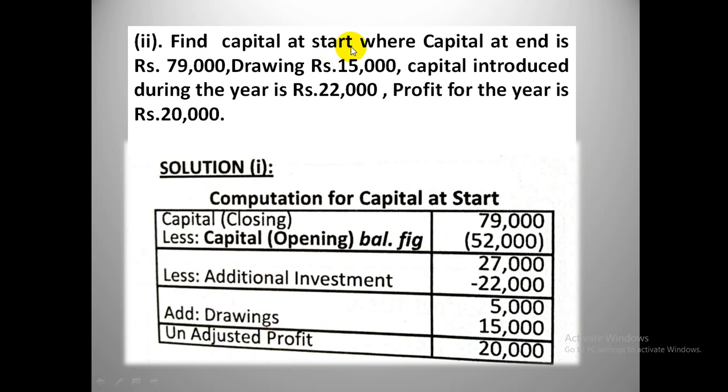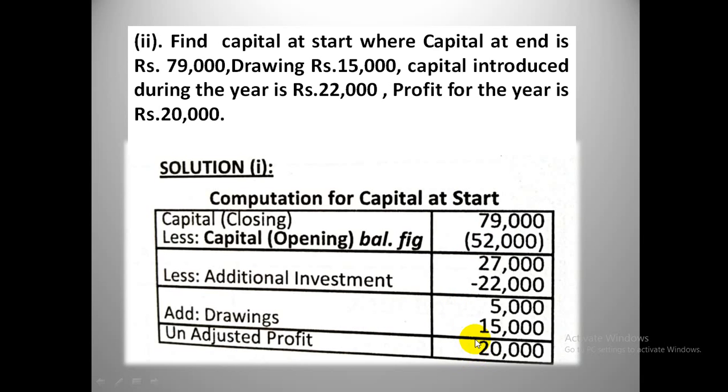Find capital at start where capital at end is given, drawing is given, capital introduced during the year, which is additional investment, is given, and profit for the year is also given. Now you will fill up the blocks which are given, and you will keep that block blank which is not given. Again we are doing this in the reverse order.